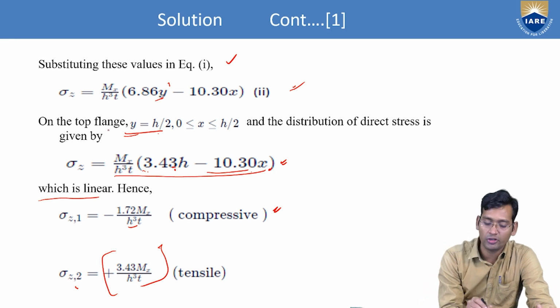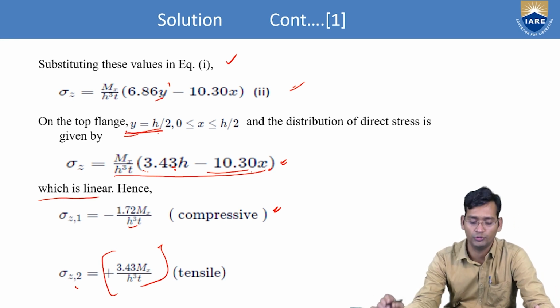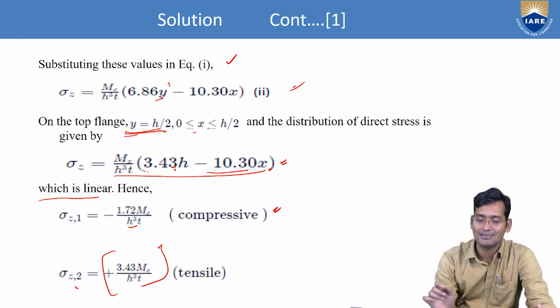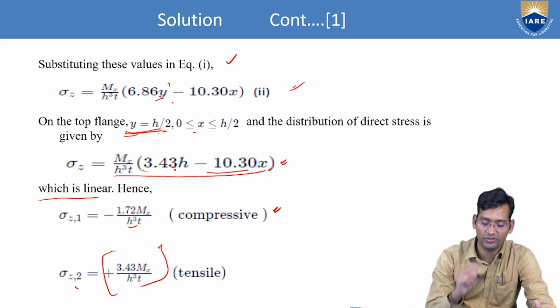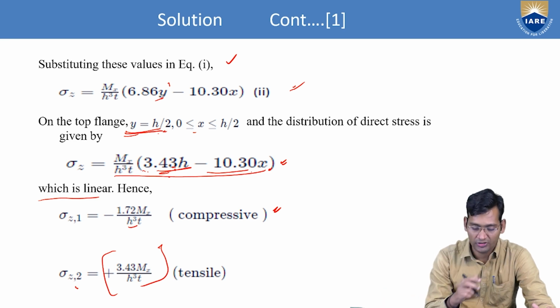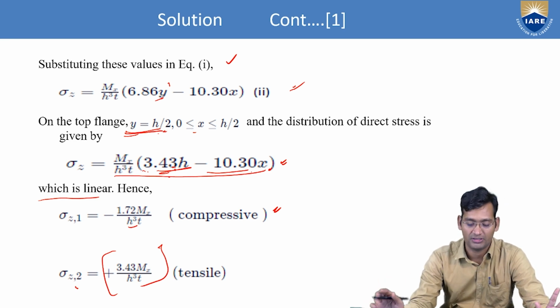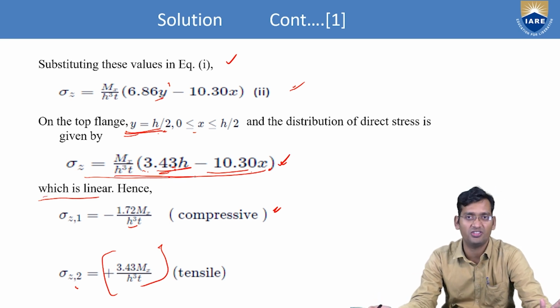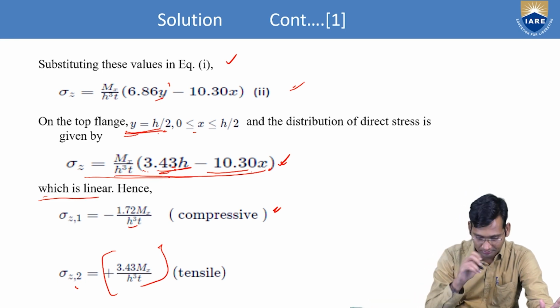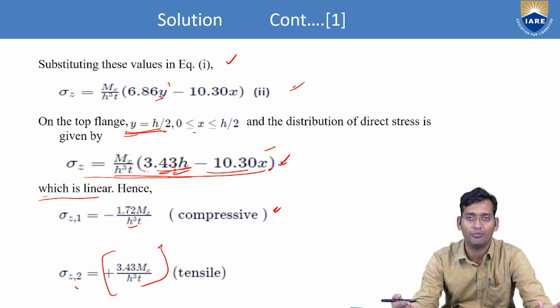So now just see, on the top flange y is h by 2, right? And x is greater than or equal to 0 and less than or equal to h by 2, and the distribution of direct stress is given by, just put the value of h by 2. So after putting y equals to h by 2, we got Mx by htq into 3.43h minus 10.3x. Okay, so by seeing this, what you can say, this is linear. So distribution will be linear only. Right. So now put the value of h and x from the given figure.